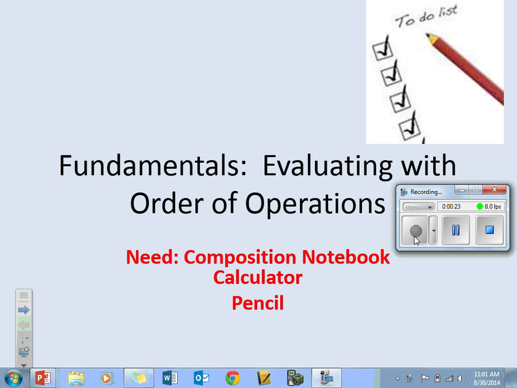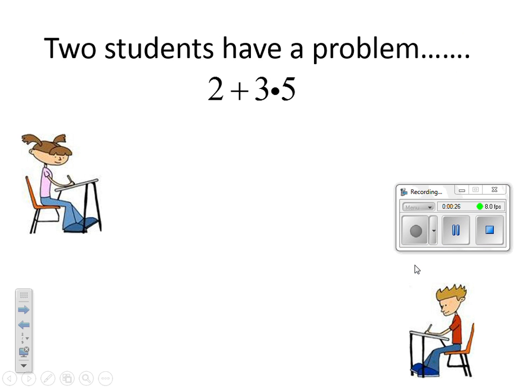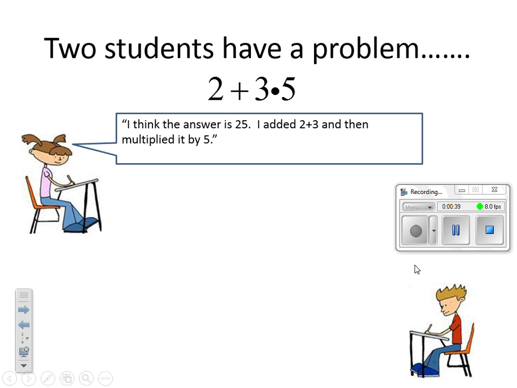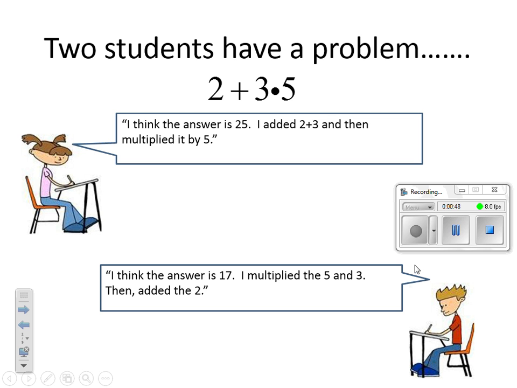So this first slide, we are not going to be taking any notes, so you can just stop and think about what's happening here. We have two students that have the same problem, 2 plus 3 times 5. The girl on the right says she thinks the answer is 25. She took 2 plus 3 and got 5 and then multiplied it by 5. Then you've got the boy student over here who says, I think the answer is 17. I multiplied the 3 times the 5 and then added the 2. So what is the answer?